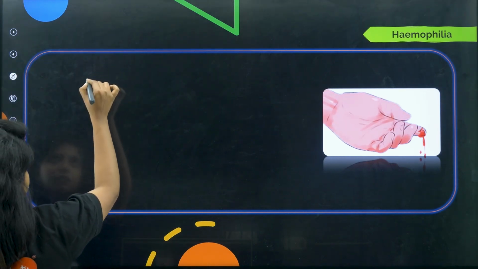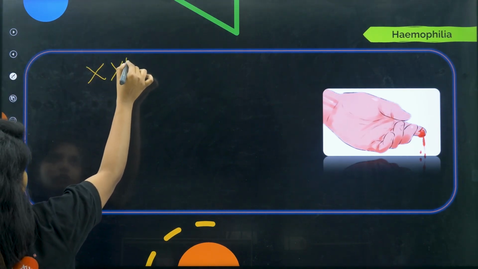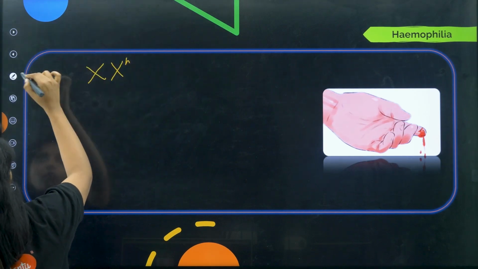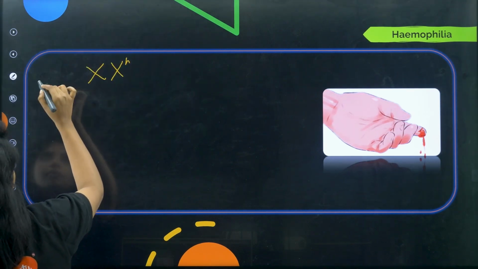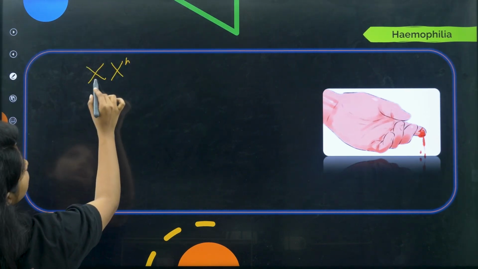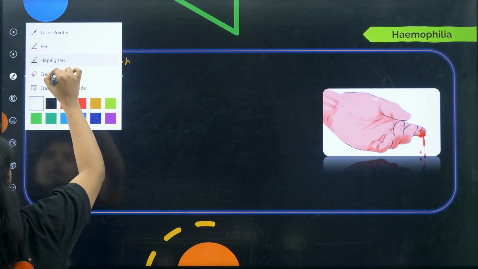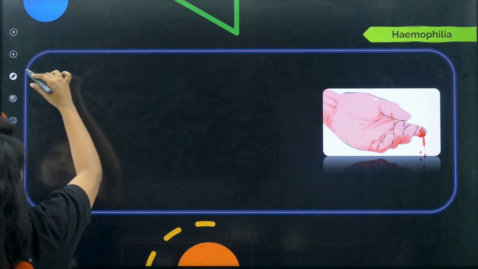So you have X and H. Again, I will make it in a proper way only, so that my dear children remember it clearly. Just a second. Why is it not going? Okay.